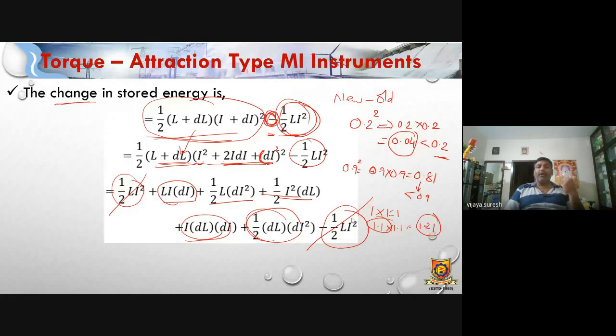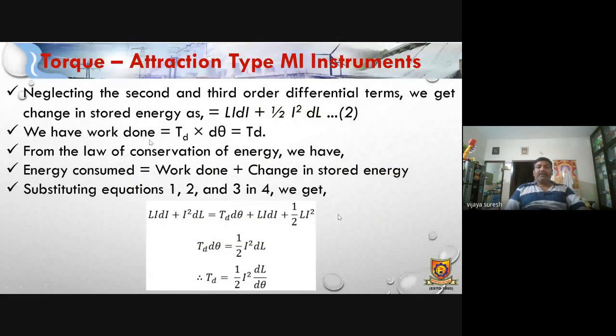So that's why we are going to neglect the di square terms, dL into di, or dL square, like this. After neglecting all these and simplifying, the remaining terms we obtain are L I di, one term, and half I square into dL. Only these two terms will be available, neglecting the second and third order differential terms.